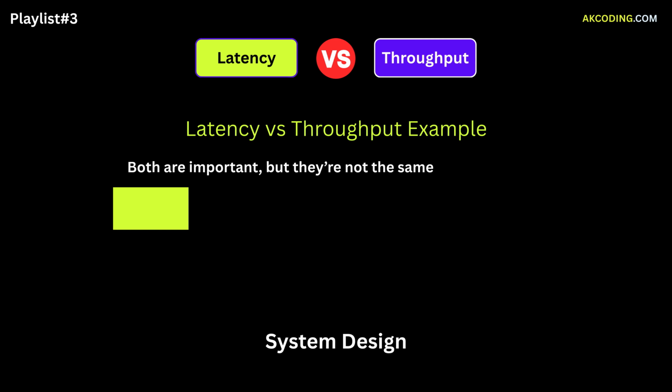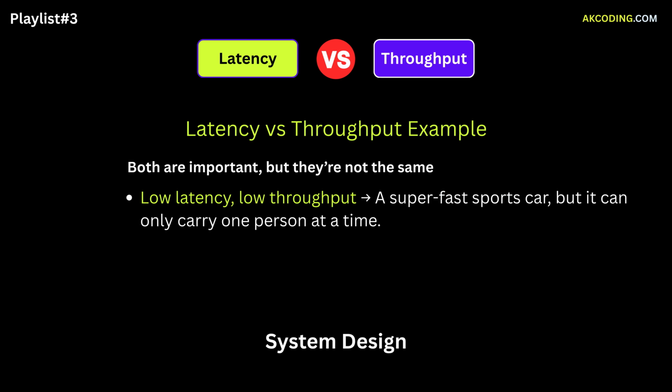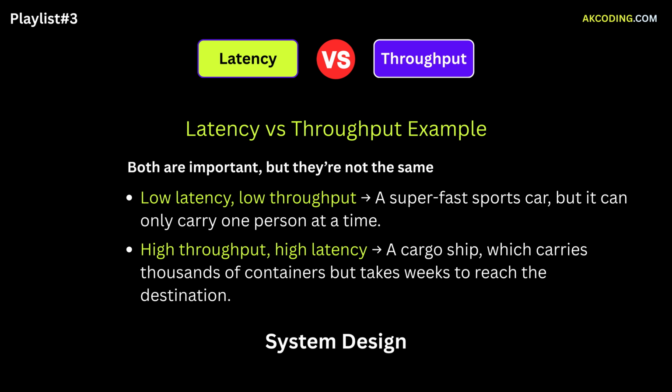You could have low latency, low throughput: a super fast sports car, but it can carry only one person at a time. Or high throughput, high latency: a cargo ship which carries thousands of containers, but it takes weeks to reach its destination.